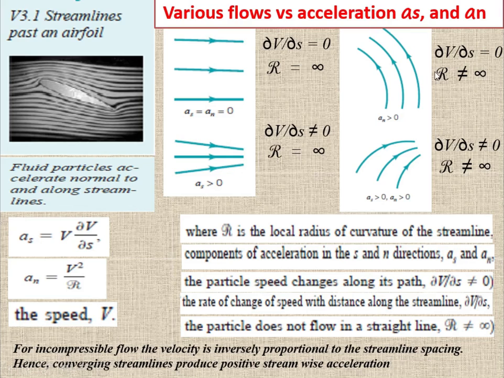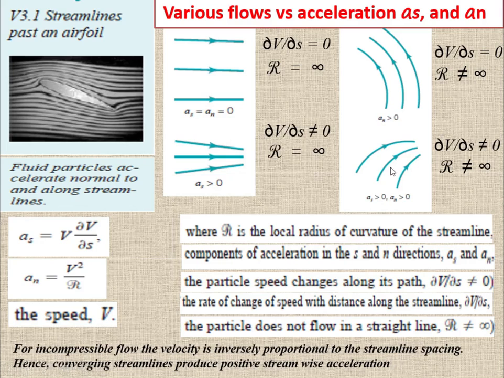Now the third case. Here you can see there are streamlines and they have a curvature, but there is a constant distance between the curved paths. So del V by del s is equal to 0, because there is no change in velocity with respect to s, with respect to position. But the curvature is not infinite, because it has some radius. That's why a_n will be greater than 0 and a_s will be equal to 0.